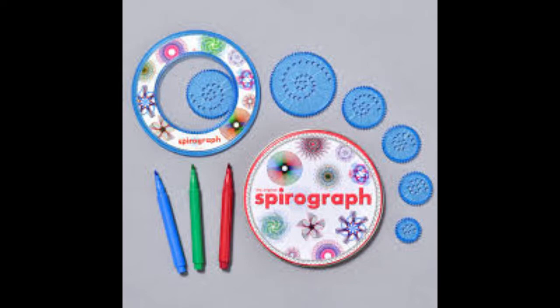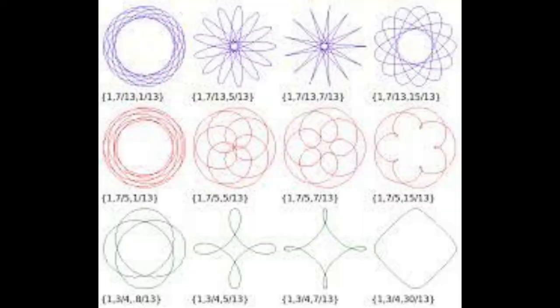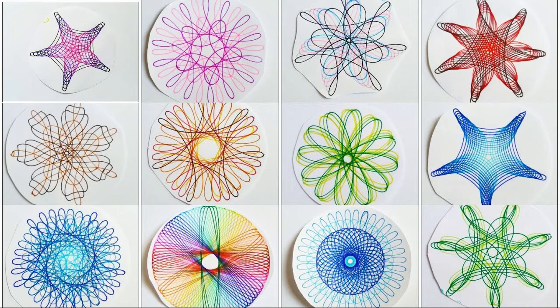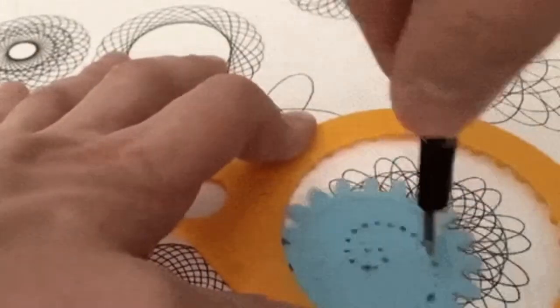Spirographs. These children's play toys are a geometric drawing toy that produces mathematical curves known as hypotrochoids and epitrochoids. We move the pen in a circular motion, yet it creates a new pattern that is wildly different from a circle. Observe the pattern.